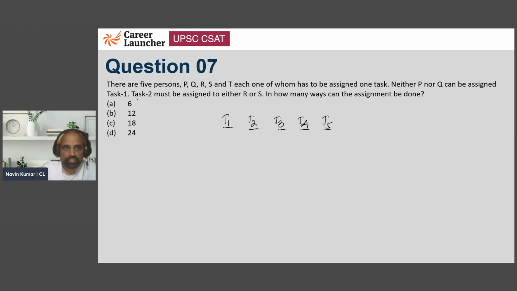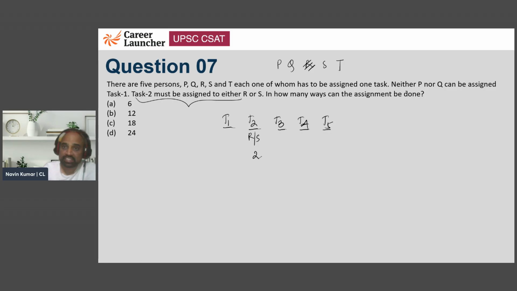So we will start with the condition which tells us that this must happen. This is supposed to happen. So task 2 must be assigned to R or S. So if I write down P, Q, R, S, and T, task 2 has 2 options. It's going to be R or S. Okay, we'll start from this. Suppose R is used here.